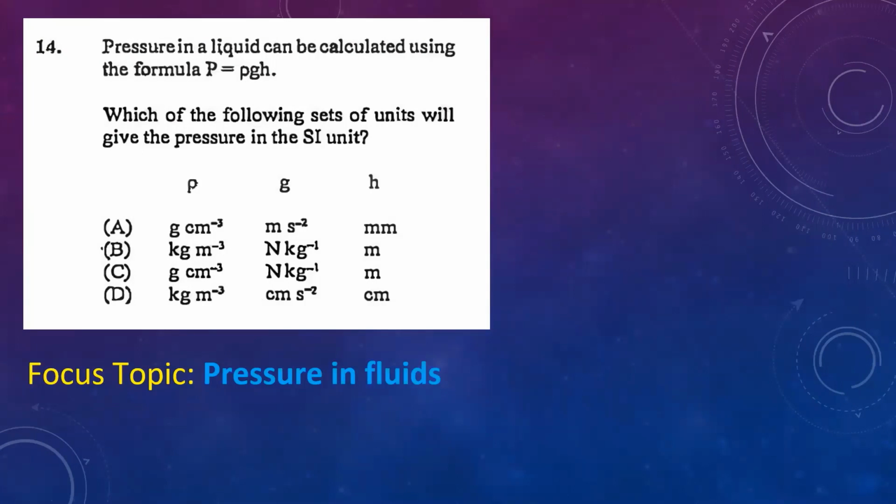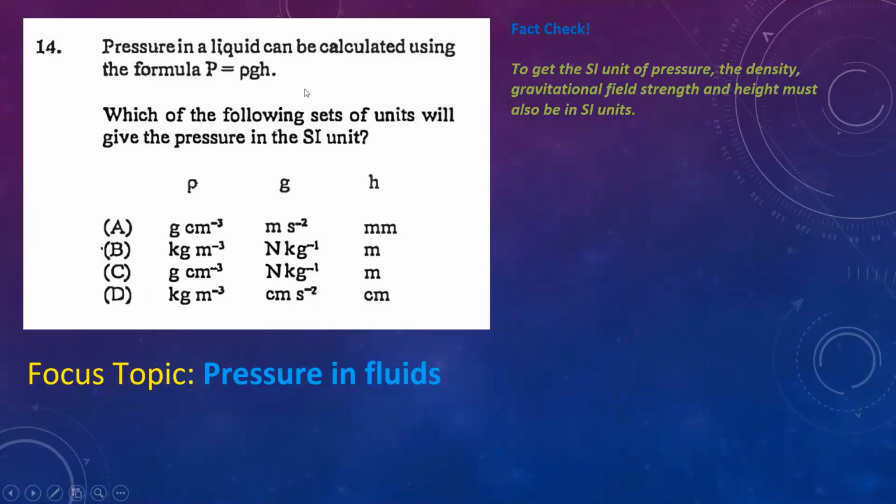Number 14, pressure in a liquid can be calculated using the formula P is equal to rho g h. Which of the following sets of units will give the pressure in the SI unit? All right, so in order for us to get the SI unit, we have to have all SI units for the other quantities. So the SI unit of density is kilograms per cubic meter. The SI unit of the gravitational field strength should be newtons per kilogram. And the SI unit of height, which is a distance measurement, should be meters. The answer should be B.